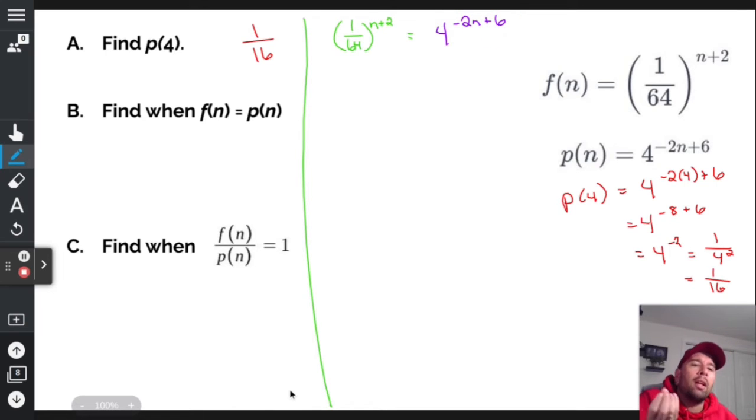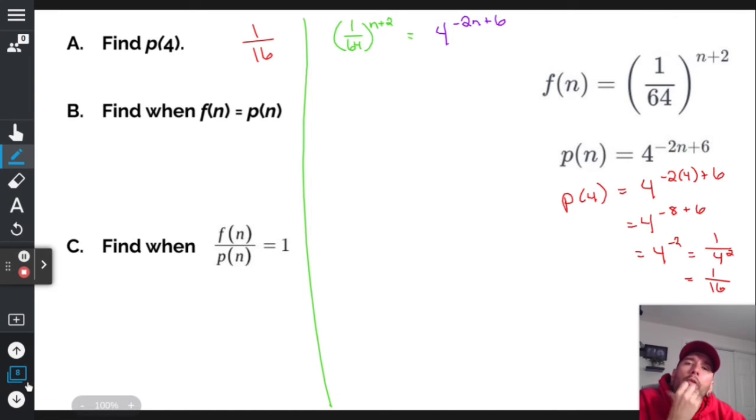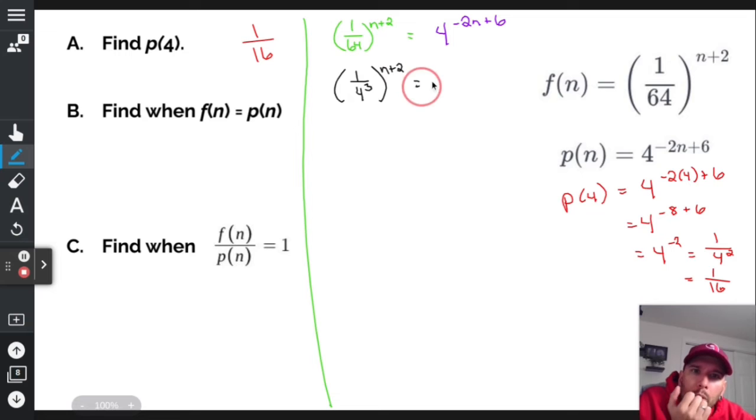Now, in order to solve exponential functions without logs, because we don't know what logs are yet, you need to make sure that the bases are the same. They're not. Is there a way that I can write out 1 over 64 to make it look like 4 to the something power? Yes, didn't I just do that back here? I did. I just erased it. If I have 4 squared is 16, and 4 to the third is 64. So I could write this out as 1 over 64, 1 over 4 to the third, to the n plus 2 equals 4 to the negative 2n plus 6.